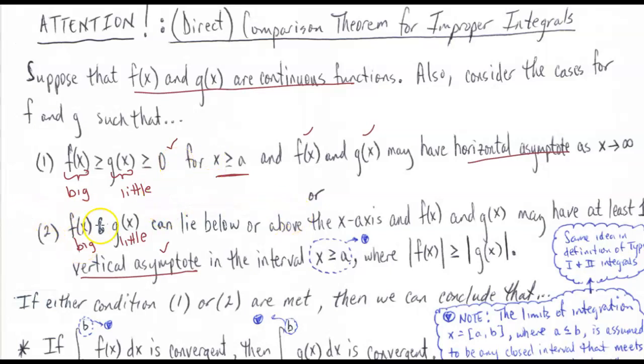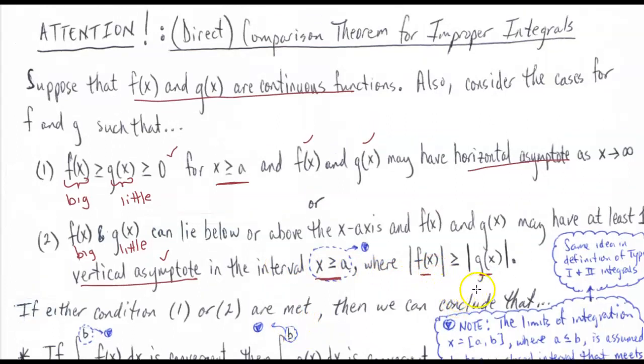So we know that our big function and our little function can pretty much lie anywhere. At least one of these functions will have to have a vertical asymptote on this interval, where, again, the absolute value of the big function will be larger than the absolute value of the little function.